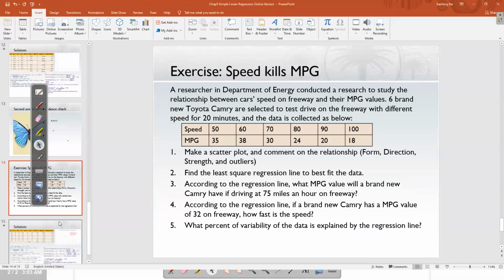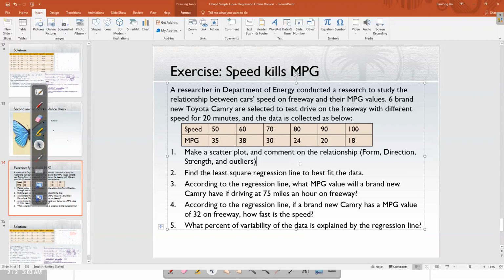Okay, and this is the last practice, I think. Speed kills MPG, and everyone drives cars, right? When you drive on the freeway, when you go long distance travel, what is the best speed if you want to save gas? If you want to save time, you drive high speed, right? But when you drive fast, does it mean you're going to save gas for the same distance you travel? Not necessarily, right? So what's the relationship between the speed and the fuel efficiency for cars?